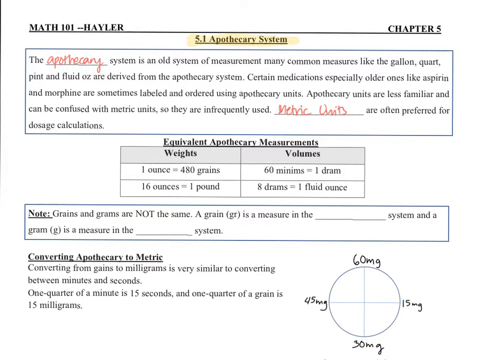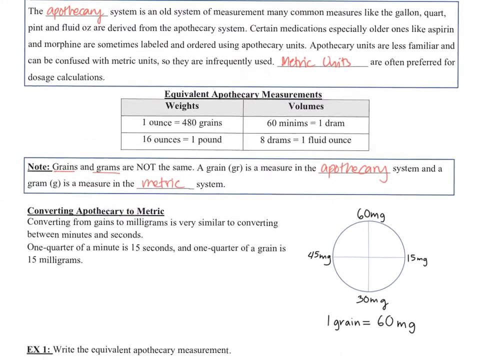So note, grains versus grams. They are not the same. So a grain is a measure in the apothecary system, where a gram is a measure in the metric system. Okay, they sound really similar, but they are different. Alright, so converting from apothecary to metric.